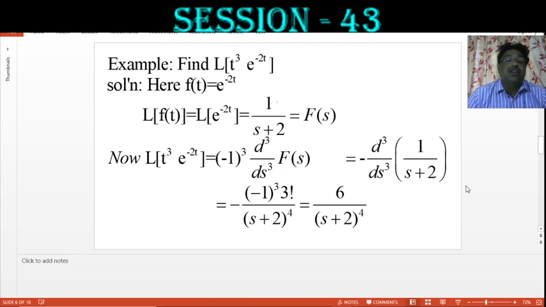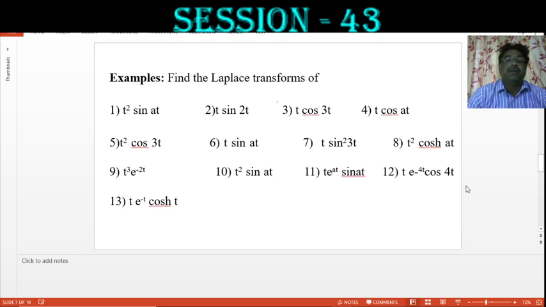Here in this case n equal to 3. That's why L of t to the power 3 e raised to minus 2t is minus 1 raised to 3 d raised to 3 by ds raised to 3 of f of s. That means you have to differentiate that f of s 3 times. Minus 1 raised to 3 means minus. You have to differentiate 1 upon s plus 2 three times. Now that will give us 3 factorial divided by s plus 2 raised to 4. Now totally it becomes 6 divided by s plus 2 raised to 4. In a similar way, try to solve these examples yourself.